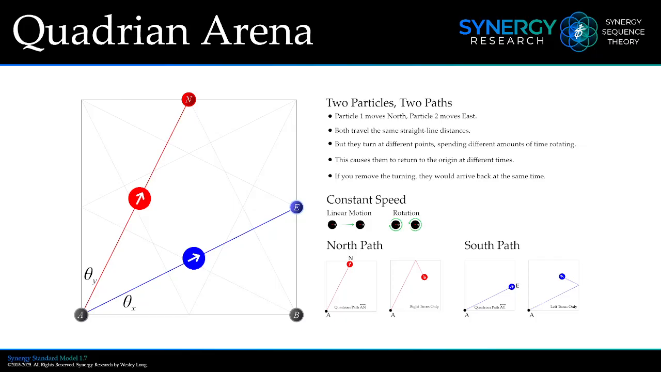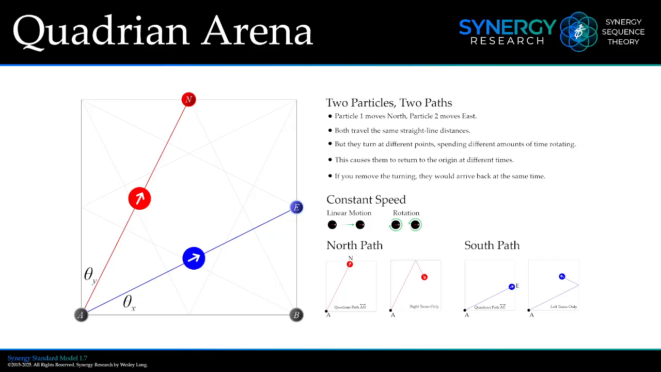Both particles cover the same linear distance. That's key. There's no bias in speed or length. The model explicitly maintains constant speed for both. Yet they arrive at their destinations at different times. Why? Because the difference is not in how far they go, but in how they turn. This is the core of the insight.